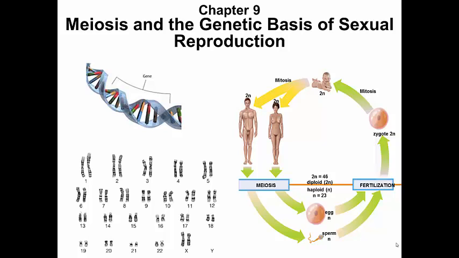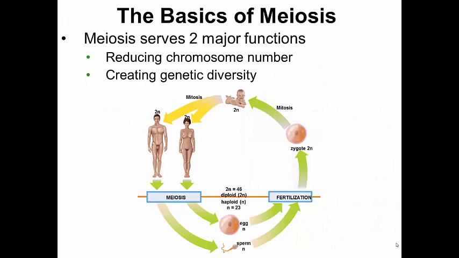In Chapter 9, we talk about the second type of cellular reproduction, meiosis. Meiosis serves two primary functions. Let's go ahead and make it clear that meiosis is only involved in sexual reproduction. This is in contrast to mitosis, which is involved, of course, as we pointed out in Chapter 8, in growth and repair and asexual reproduction. Meiosis is only involved in sexual reproduction.